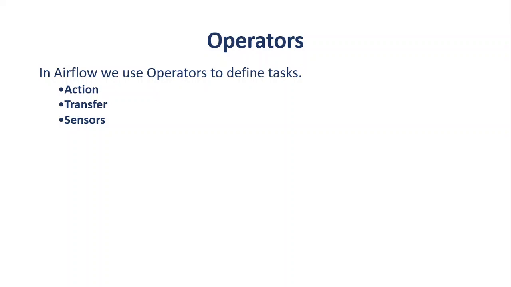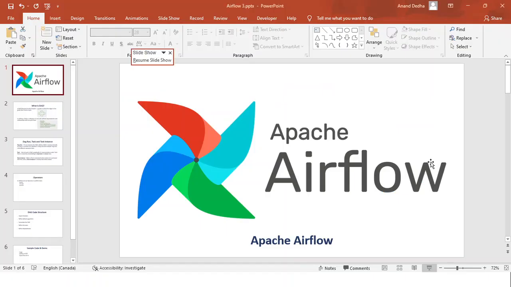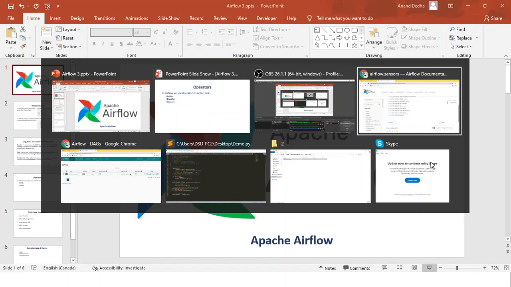So for example, it could be waiting for a file to show up or waiting for a Hive partition to come. As I mentioned, the top two, action and transfer, come from the airflow.operators package, but this one comes from the airflow.sensors package. I want to show you on the official documentation of Airflow. Just give me one second.